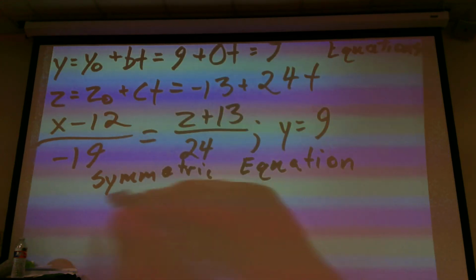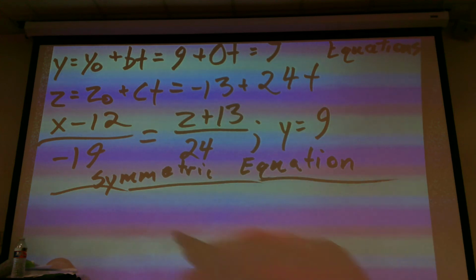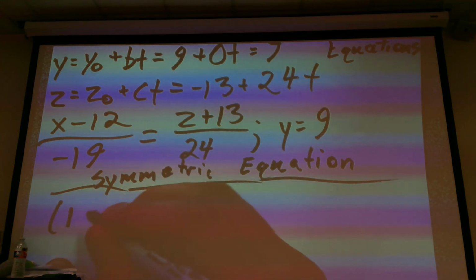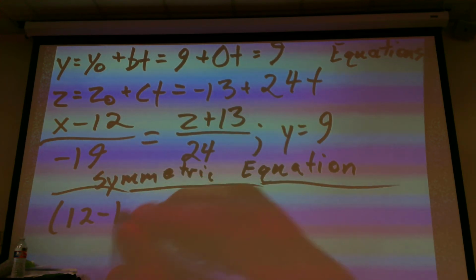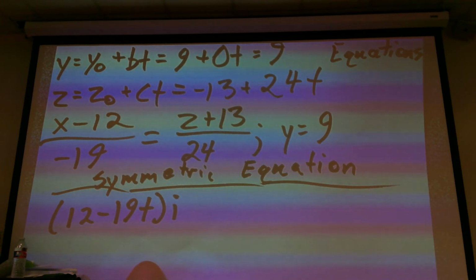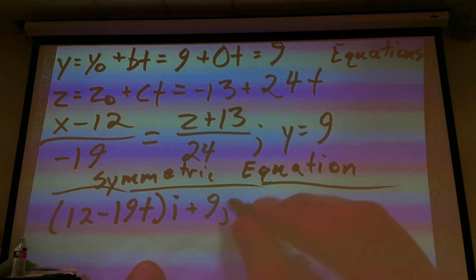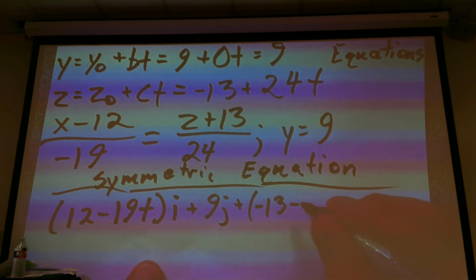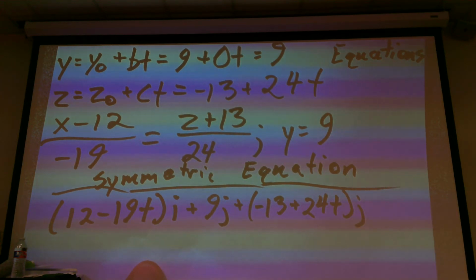So I could say, well, 12 minus 19t multiplied by I, and then plus 9 times j, and then plus negative 13 plus 24t multiplied by k, sorry.